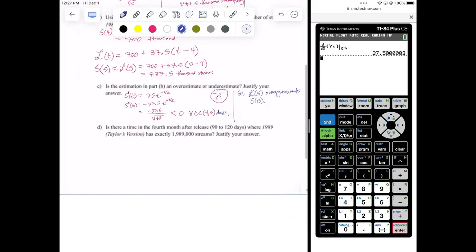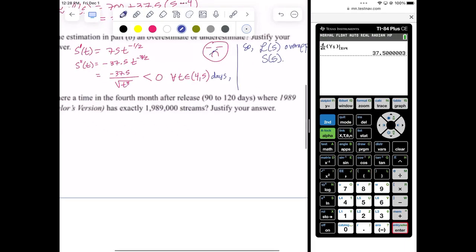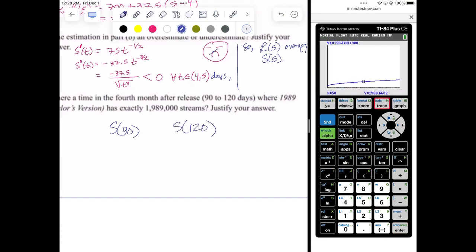It was awesome. All right, and then the last part here before lunch. Is there a time in the fourth month after release, from 90 to 120, where she releases exactly 1,989,000? This is a what theorem? IVT. We need to figure out what S of 90 is, and we need to figure out what S of 120 is. So we can do that from the calculator. Alpha trace. Let's go to the home screen.